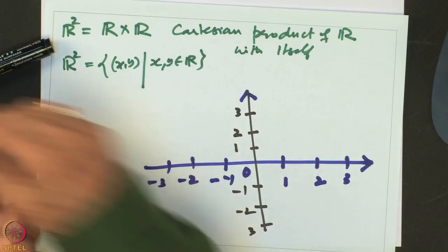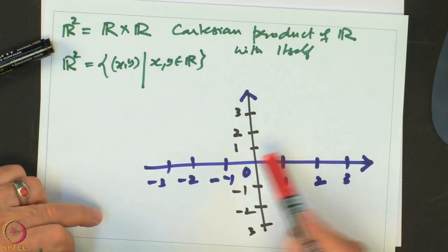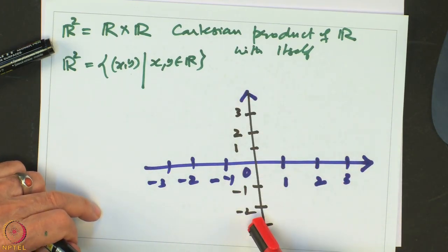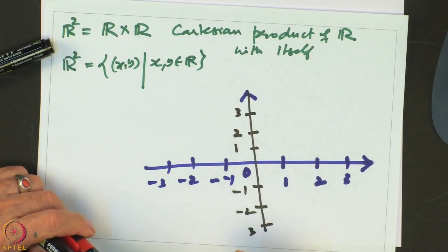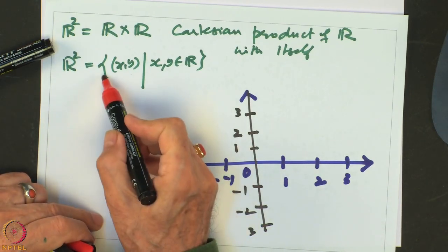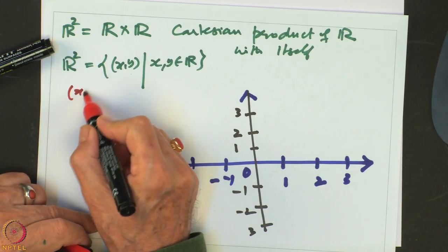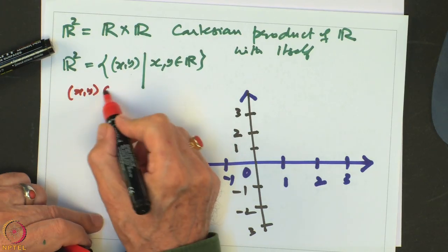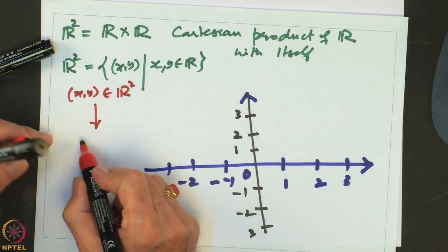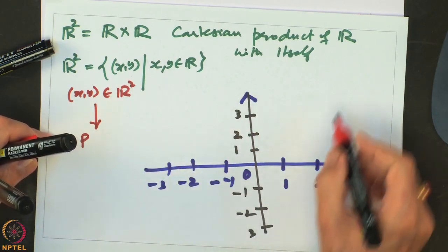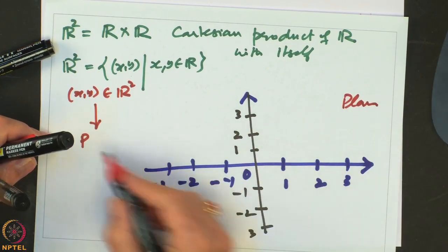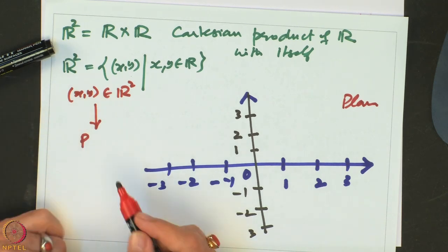So, we have made two copies of the real line, one is horizontal, other is vertical, and both are perpendicular to each other. What we want to do is, for every ordered pair (x, y) belonging to R 2, we want to associate to it a point P in this plane. So, this is my plane, and a point P. So, how do we locate the point P?